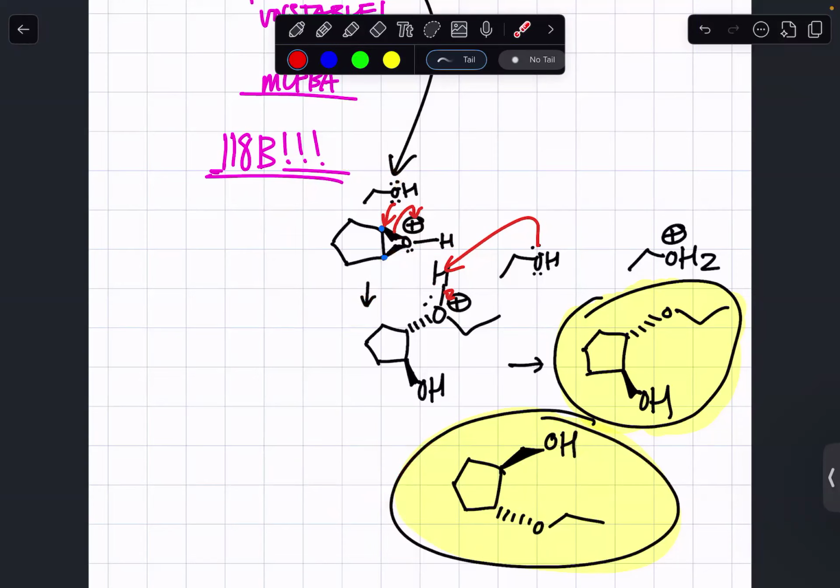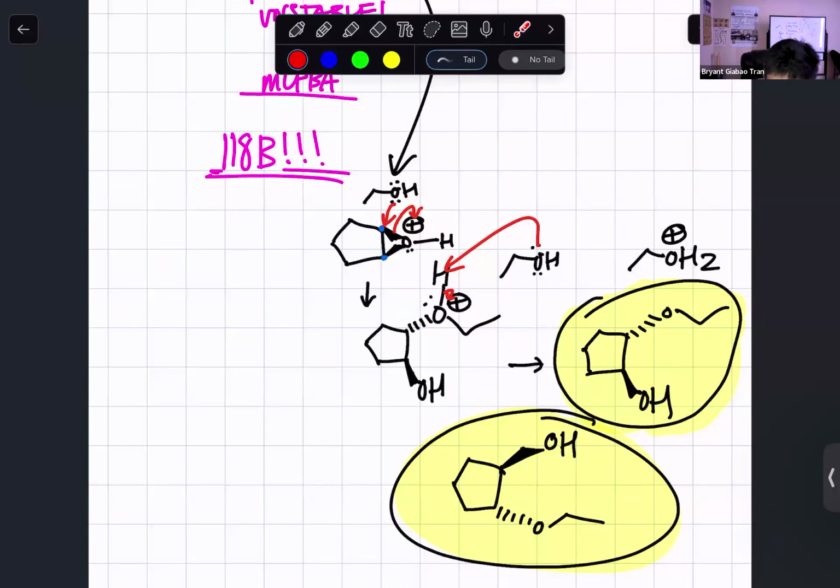And would we have to include both? It's safer to do so. It's safer to include both. Yes. If we did, would we have to label like a major or minor? In this case, no, because they're both going to be equally major. Okay. Because there's no more or less substituted side.